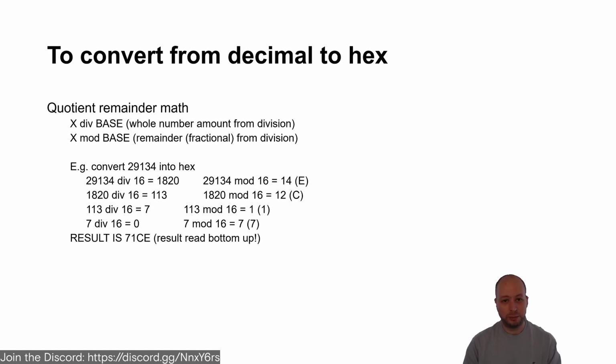Now if we wanted to convert it backwards, we would take E, which is 14, times 16 to the power of 0, which would just be 14, and we'd add that to C, which is 12, times 16 to the power of 1, and so on and so forth until we get back the total value of 29,134.